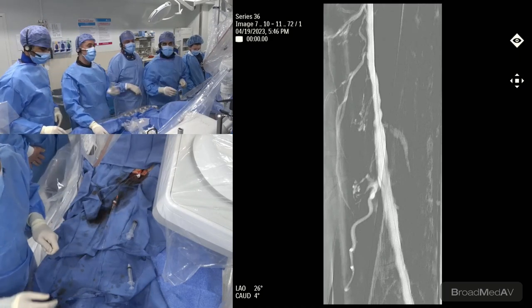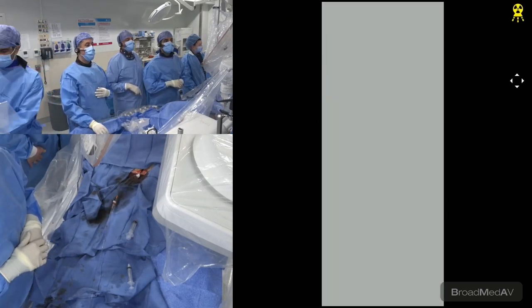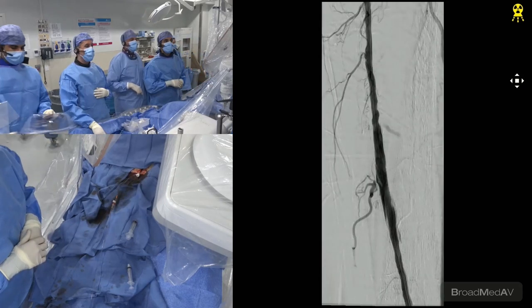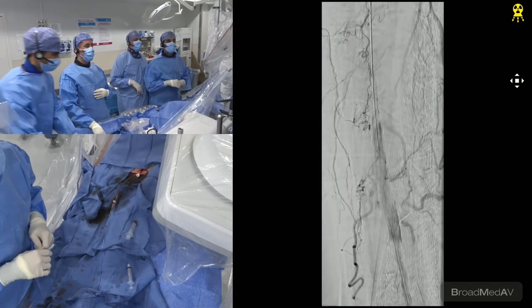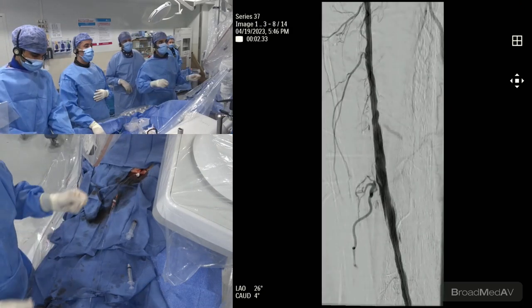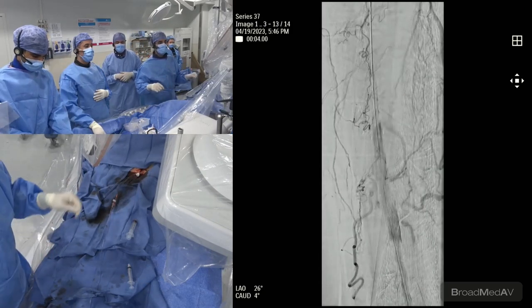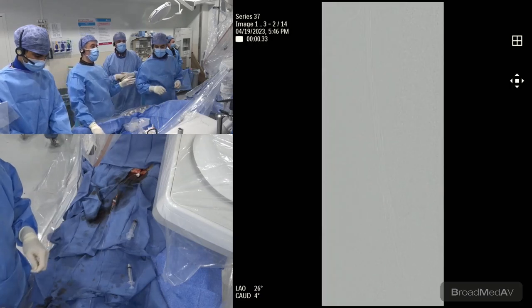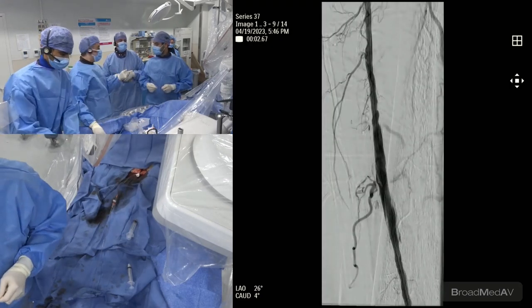Okay, open a 6.0 by 80, please. No, DSA first. Hold on. Let's go, DSA. Very nice. So we're going to go from that dissected segment distal to that dissected segment proximal, and we're going to stack it. So let's go ahead and give him the 6.0 by 80.